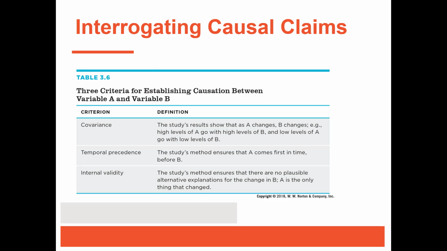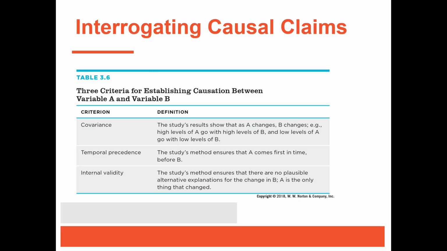Remember that because causal claims state that one variable causes another variable, they use directional verbs like leads to, affects, or influences. There are three criteria for causation. 1. Covariance. This simply means that two variables are related. Association claims fulfill this criterion.